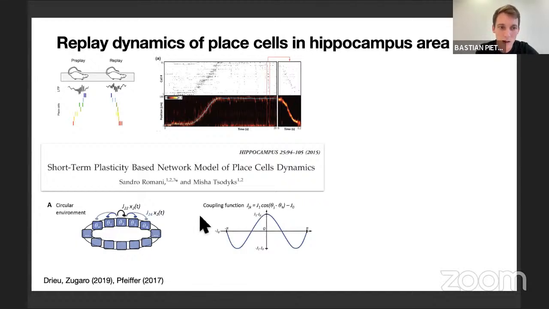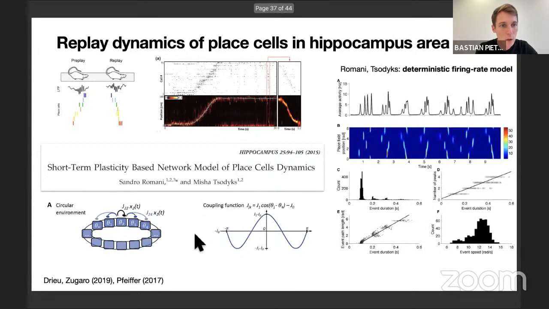circular environment, sketched down on the left. They took 100 heuristic mean field models, coupled them via these Mexican hat coupling functions. And what they found was, with the short-term plasticity, that you see metastable activity here on the average activity, averaged over all 100 populations. And from time to time, you see these bursts.